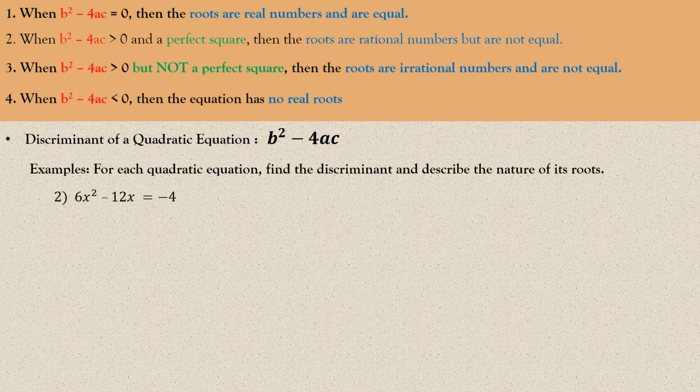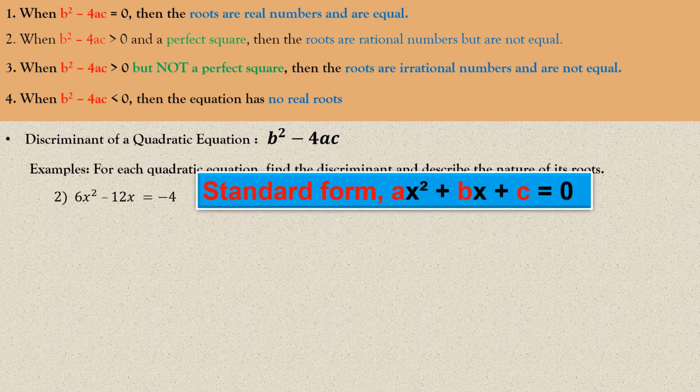6x squared minus 2x at 12x is equal to negative 4. So, ma-identify na ba nato ang atong ABC? This time class, dili pa. We need to write the equation into its standard form. Ayaw jud kalimot. Dili siya standard form kay equal to negative 4 man siya. Ang standard form dapat equal to 0. So, you need to transpose negative 4 to the other side. Negative 4, mahimo siyang positive 4 pag transpose. So, your new equation or the standard equation is 6x squared minus 12x plus 4 is equal to 0.